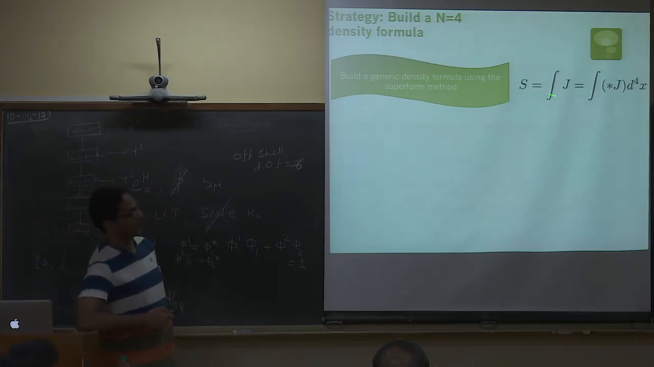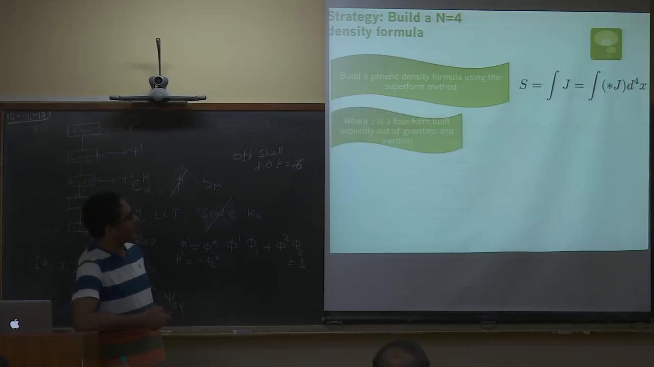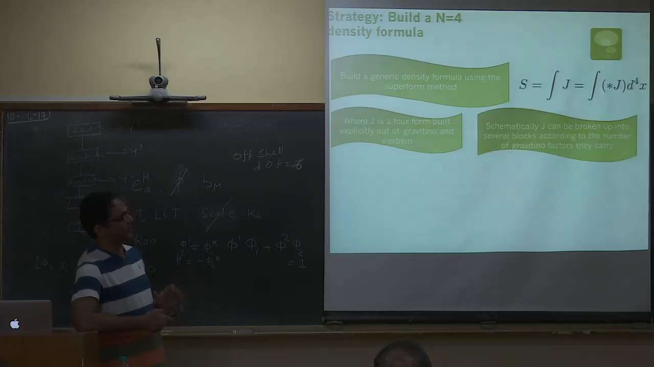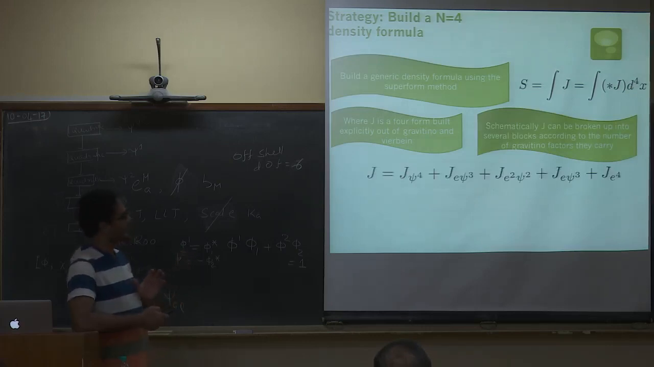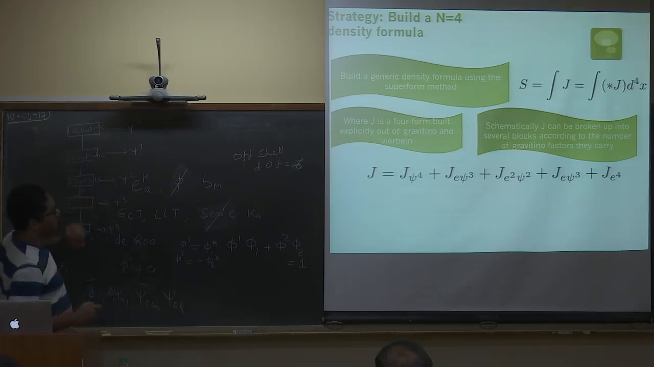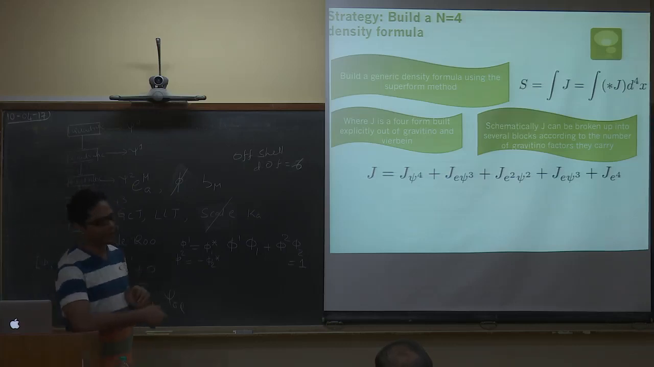So our action is the integration of a four-form J over spacetime. And this J is a four-form, explicitly built out of the Weyl multiplet and the gravitino. Schematically, I can break up J into blocks according to the number of gravitino fields that they carry. So this is exactly what I put here. There is one block containing 4 gravitinos. There is one block containing 3 gravitinos and 1 Weyl multiplet field. There is another block containing 2 gravitinos and 2 Weyl multiplet fields. There is one with 1 gravitino and 3 Weyl multiplet fields, and then only 4 Weyl multiplet fields. Okay, so schematically I can break this four-form into these 5 blocks.